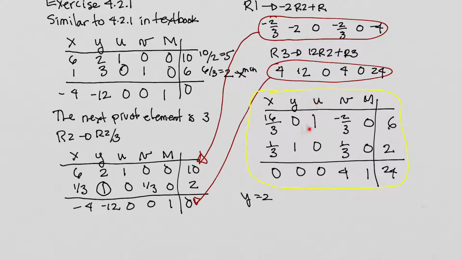For this active variable, we'll say that 1u is equal to 6. So u is equal to 6. And for this active variable m, we'll say 1m is 24.